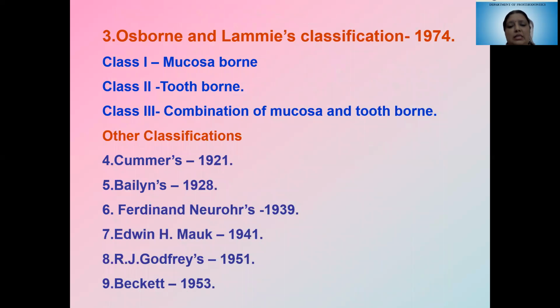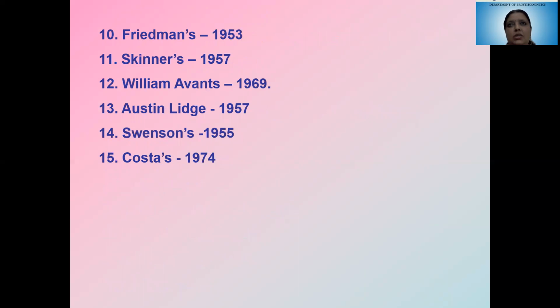There are many other systems of classification. For example, Osborne and Lamy classified class 1 as mucosa bone, the long span, class 2 as tooth bone, and class 3 as a combination of mucosa and tooth bone situations. These are all slightly complicated situations. They do not give us an idea of treatment planning, and are difficult to remember and difficult to understand. Like this, many other classifications are there in your textbook. For knowledge's sake, you can learn a couple of them, but the most widely used and often asked one is going to be only Kennedy's classification, Applegate's modification, and the Applegate's rules.